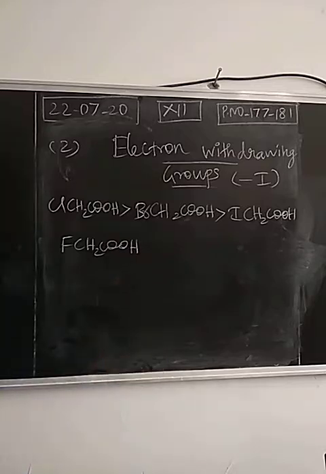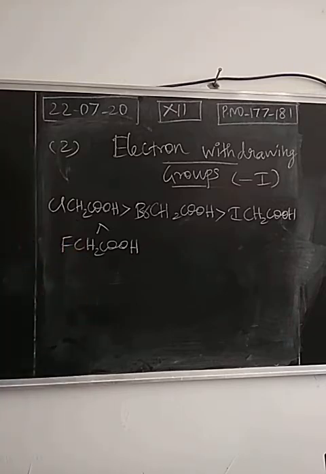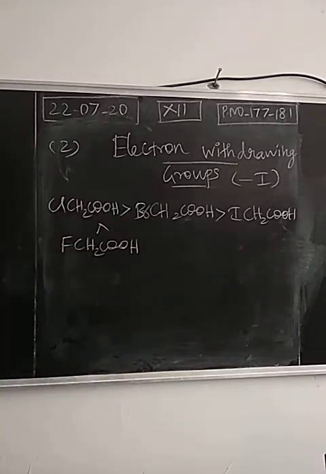Comparing all, monofluoroacetic acid has more acid strength because fluorine is the most electronegative element in the periodic table. Its electronegativity value is 4 according to the Pauling scale. So this is the order of acidic strength of halogen substituted acids. Right? If a hydrogen is replaced by halogens, we get different types of acids. Based on electron withdrawing tendency, acidic nature will be different.